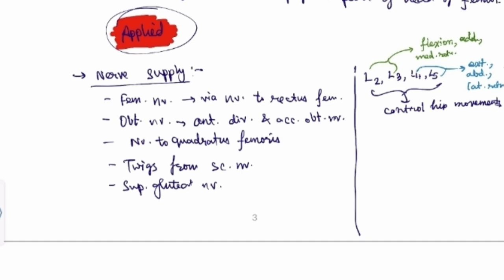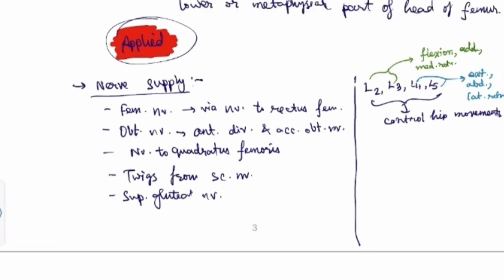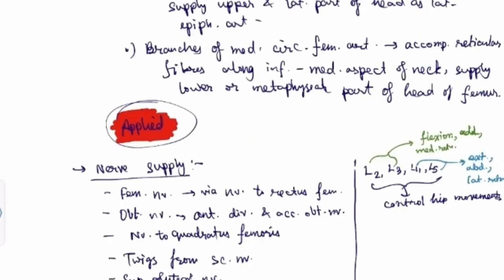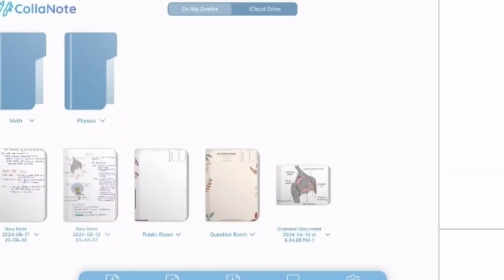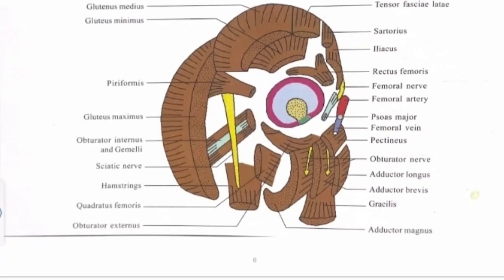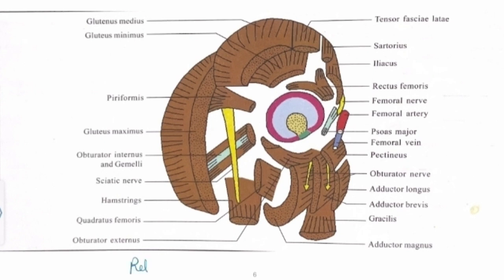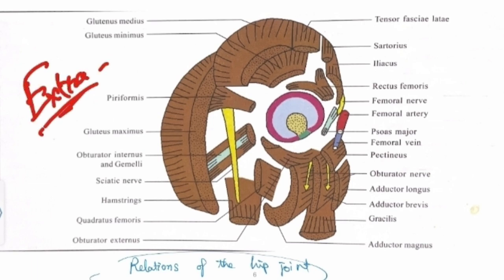Now, what I want to show you is one image. It's not that important of an image. This is the relations of the hip joint. If you have extra time, you may draw this and talk about the relations of the hip joint. But when it comes to a question relating to the joint, its relations may not be mentioned. They're not that important.